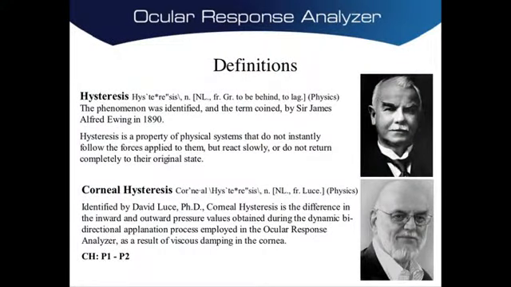Hysteresis is a term that's been around for a long time. The phenomenon was identified and the term was coined by a Scottish physicist named Sir James Alfred Ewing in 1890. Hysteresis is a property of physical systems that do not instantly follow forces applied to them, but react slowly or do not return completely to their original state.